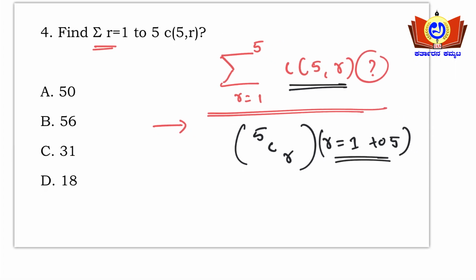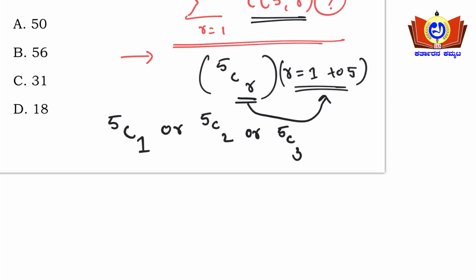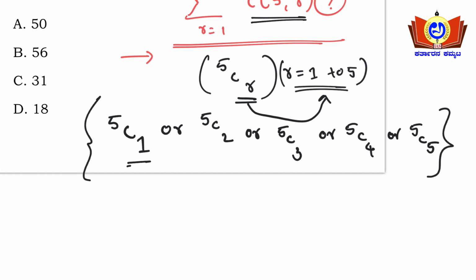So r's value is 1 to 5. See here, I will be writing here now 5C1, okay, or 5C2. For this r I am substituting 1 to 5 here, because r is 1 to 5, it's given here. Okay, or 5C3 or 5C4 or 5C5. Yes or no? This I need to expand here, because r's value ranges from 1 to 5. It's given in this summation here.